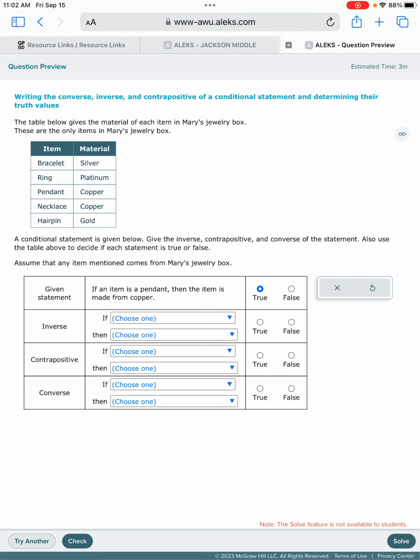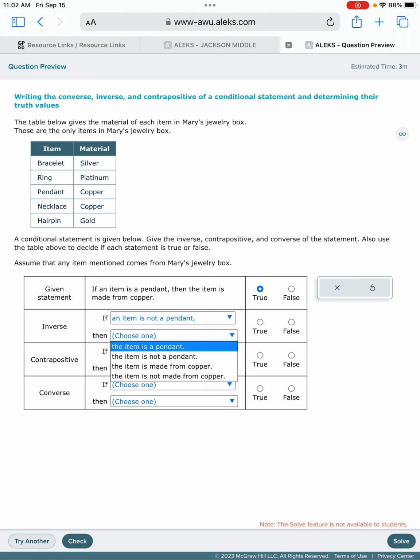Now it wants the inverse, okay? So the inverse was, we don't swap them, we're just going to put the negations, right? We're going to add the word not with the original statement. So if my original if was if an item is a pendant, my new if is going to say if an item is not a pendant. And my original then said the item is made from copper, so the inverse then would say the item is not made from copper, right? Inverse only adds the word not.